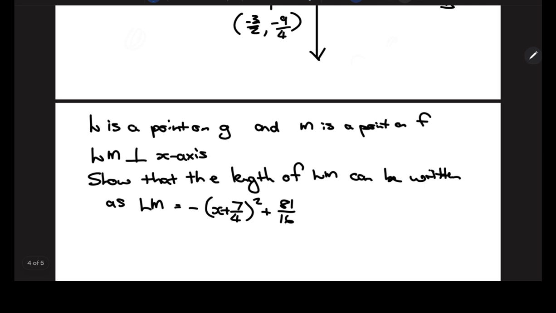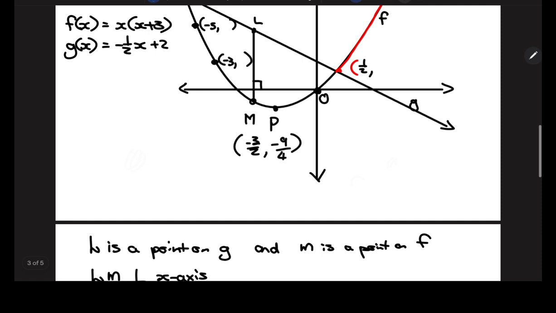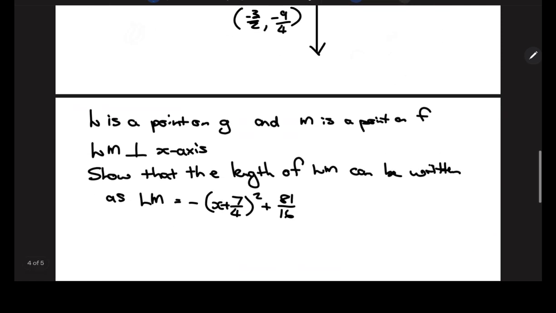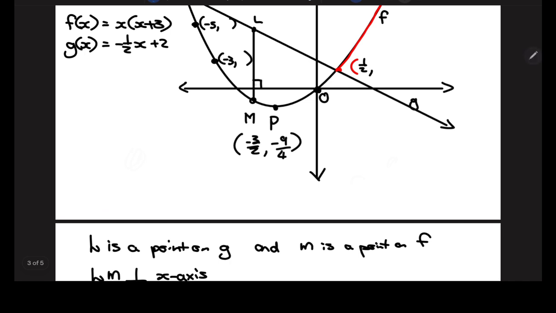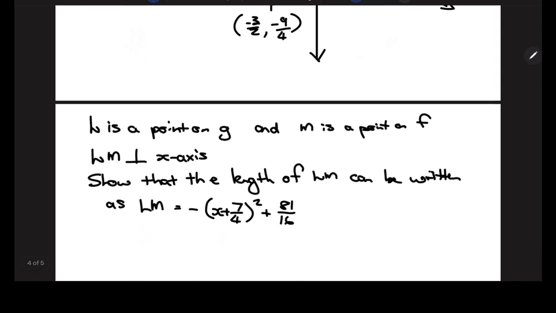Okay, so the next question is tough. It says L is a point on g. Okay, so let's just have a look at this. L is a point on g, which is perfect. It's there. And they say M is a point on my f. They say LM is perpendicular to my x-axis, which has been marked over there, so it's perfect. They say show that the length of LM can be written as this.